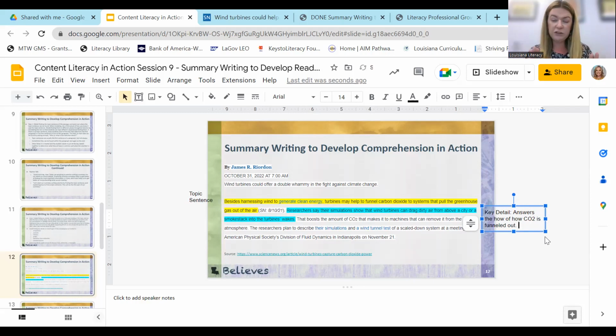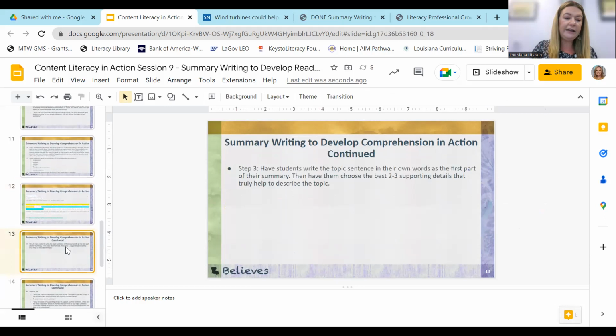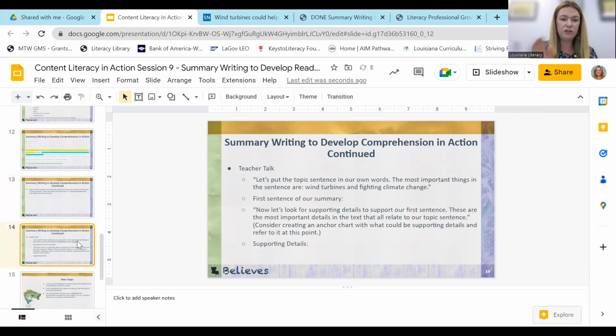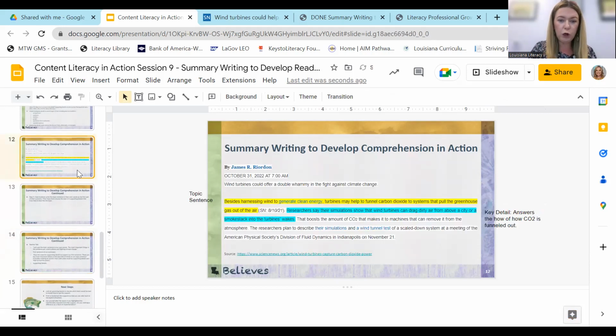Again, just being very purposeful as you're going through your scope and sequence to say, okay, this is a great text to model finding this key detail or finding where this topic sentence is. Okay. Now, step 3 said that, I'm getting ahead of myself a little bit. Step 3 said that we're going to put this in our own words, but let me go back into our model. So let's put our topic sentence that we found into our own words. Okay, so the topic sentence was, besides harnessing wind to generate clean energy, turbines may help to funnel carbon dioxide to systems that pull the greenhouse gas out of the air.